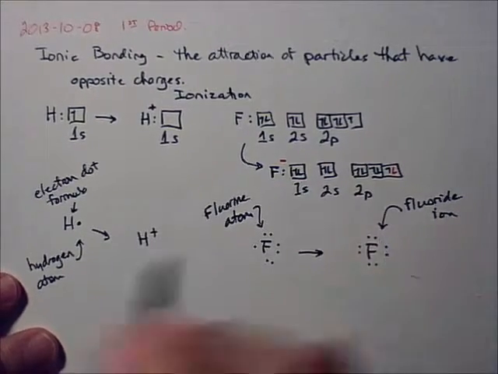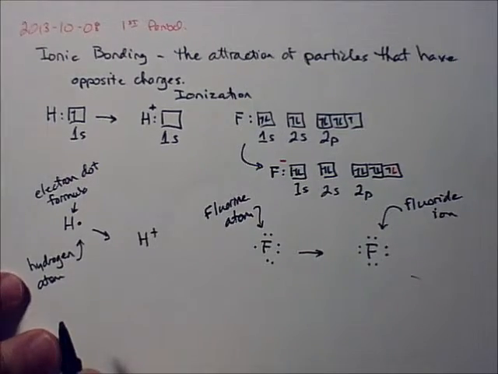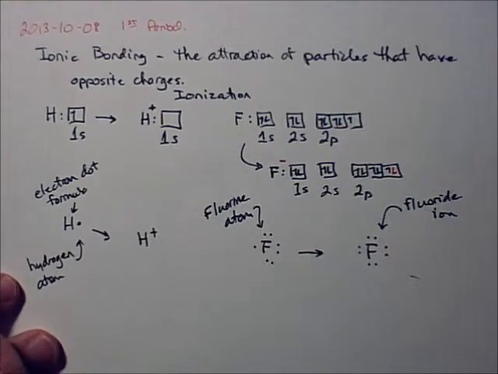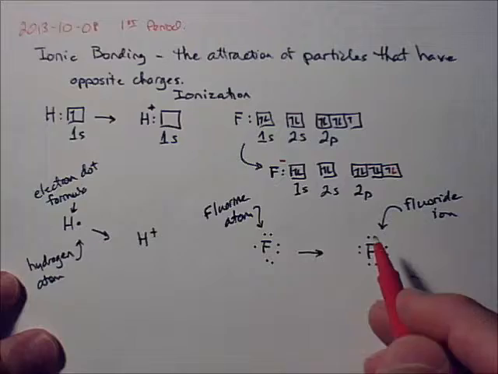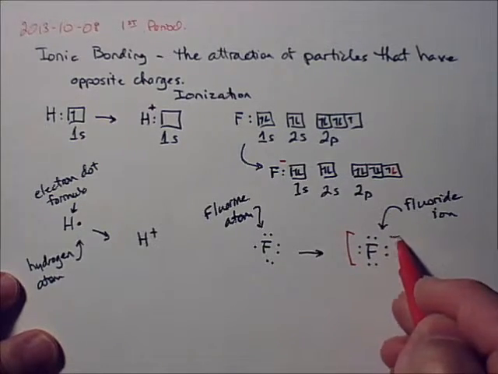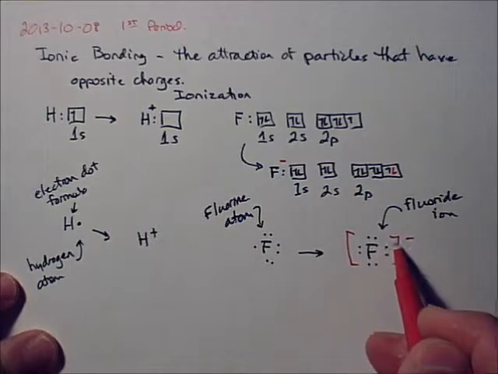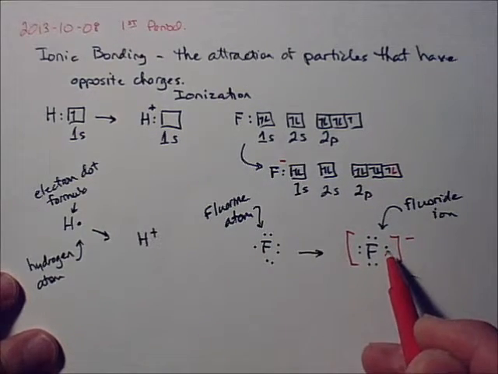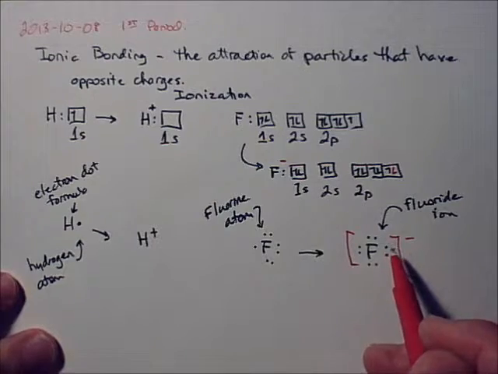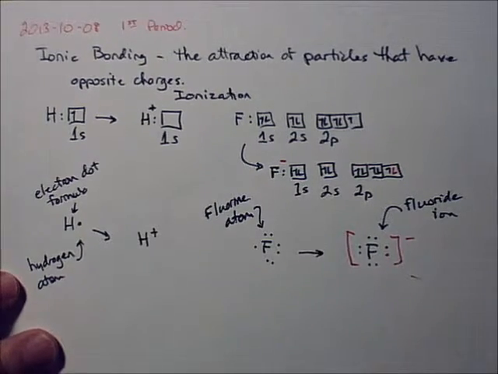When it's positive, you just call it what it is: hydrogen, or proton. Okay, hydrogen ion. Fluorine, when you make it negative, you call it a fluoride. Now, to show the negative charge, you usually put this in brackets to show the negative charge applies to everything. If you put it near this electron right here, somebody might think it's just applying to that electron, but that's not the point.